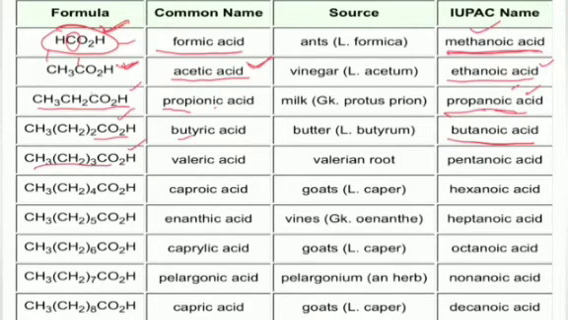How many carbons are present? Here 5 carbons are present, so that is why it is known as valeric acid. And what is the IUPAC name for this compound? 5 carbons are present, so that is why it is known as pentanoic acid. If 6 carbons are present in the carboxylic acid, then what is that? That is caproic acid. 6 carbons means hexa, so that is why it is hexanoic acid.